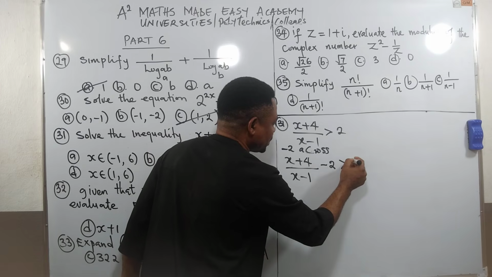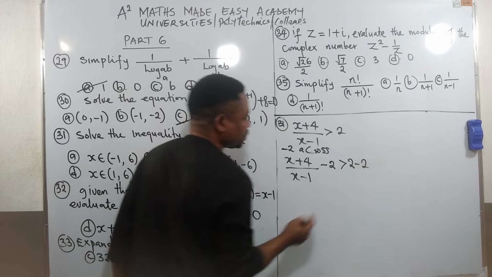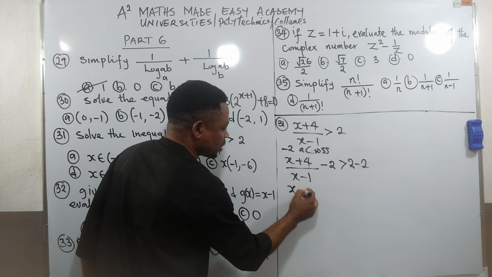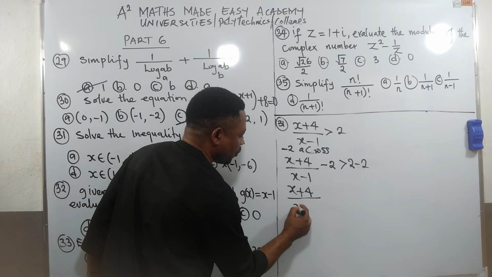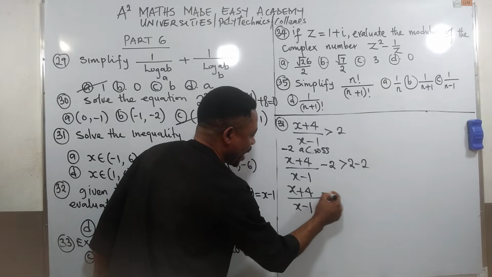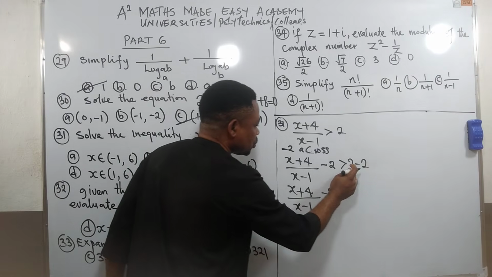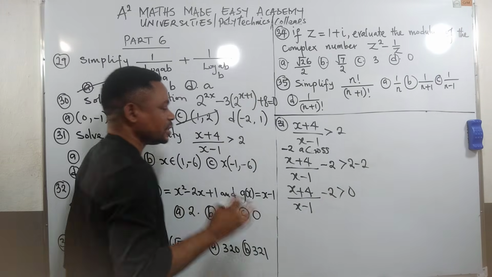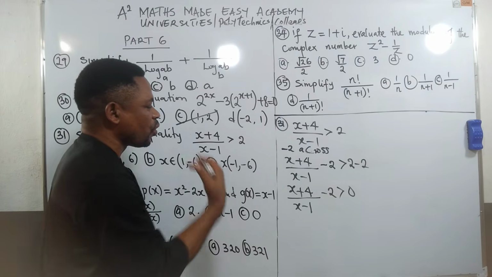Then introduce minus 2, then greater than 2. Introduce minus 2. Can you see that now it will give us x plus 4, are you there, then all over x minus 1, then minus 2 greater than 2 minus 2 will give you 0. Now it is a bit okay here. Then what are we going to do?